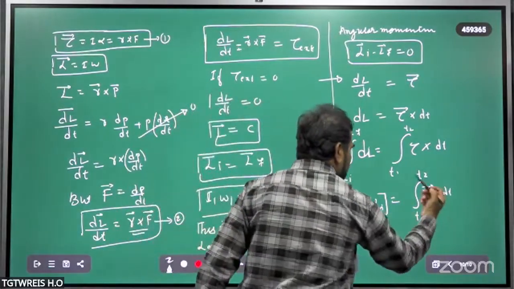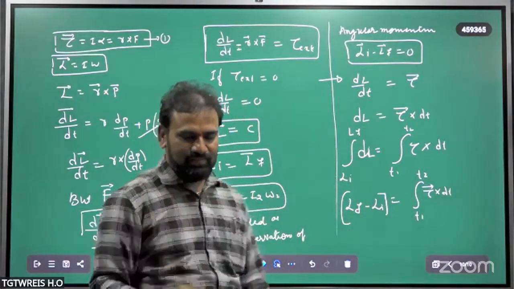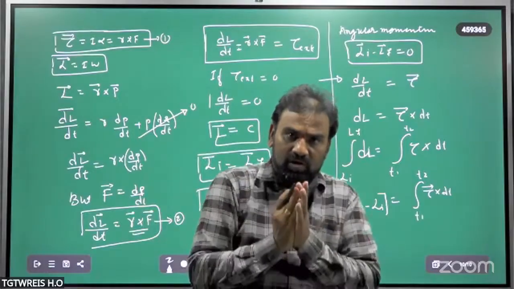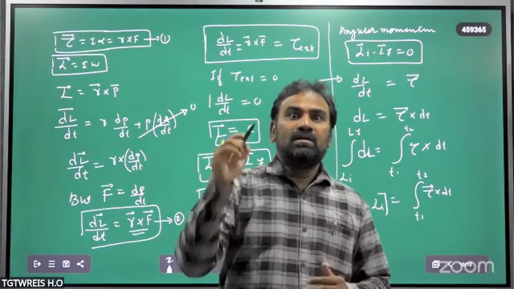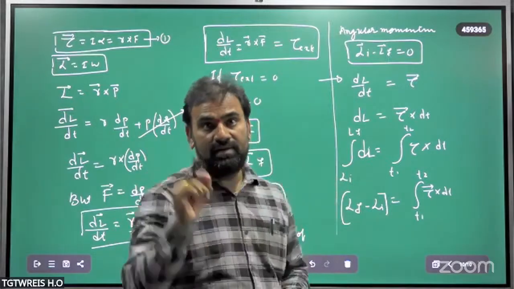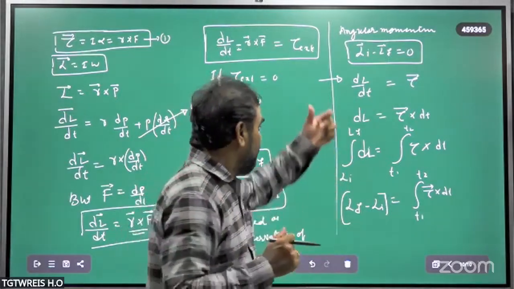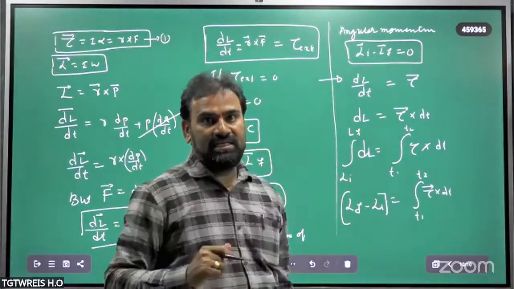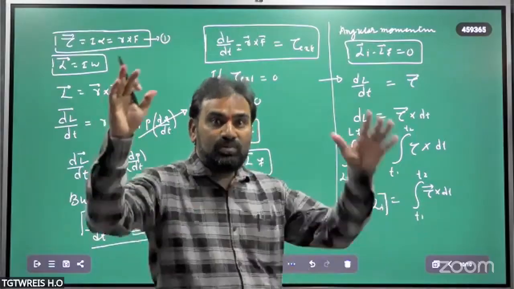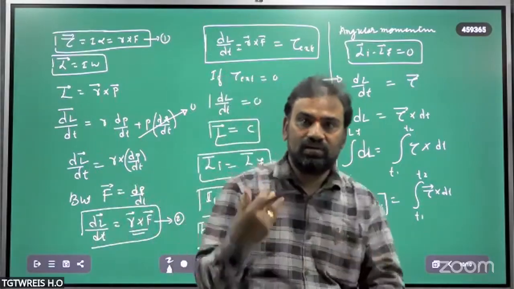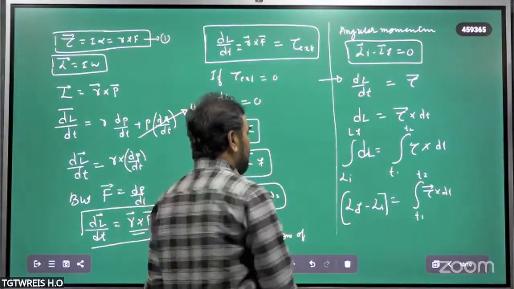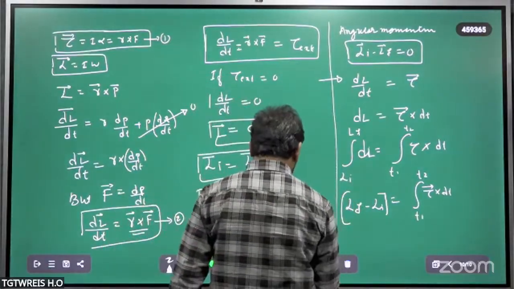A large force acting for a short interval of time is called an impulse. In Newton's laws of motion, when an object is moving in a straight line, the product of force and time is called an impulse. Whereas in rotational mechanics, the product of torque and time, a large torque acting for a very short interval of time, is called the angular impulse.